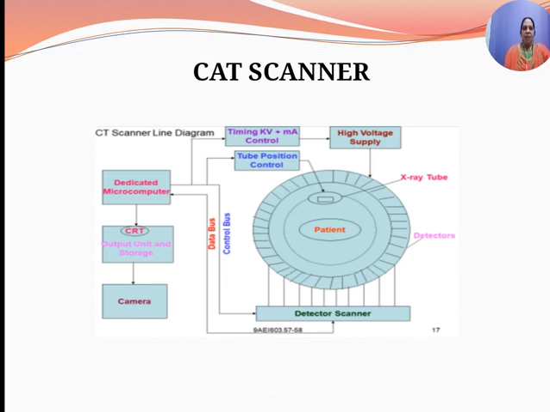And then we have the output of the detector. You have a dedicated microcomputer and CRT output unit, a storage unit, and we have the camera. All these are connected to the detector scanners. This is the schematic diagram of a CT scanner.